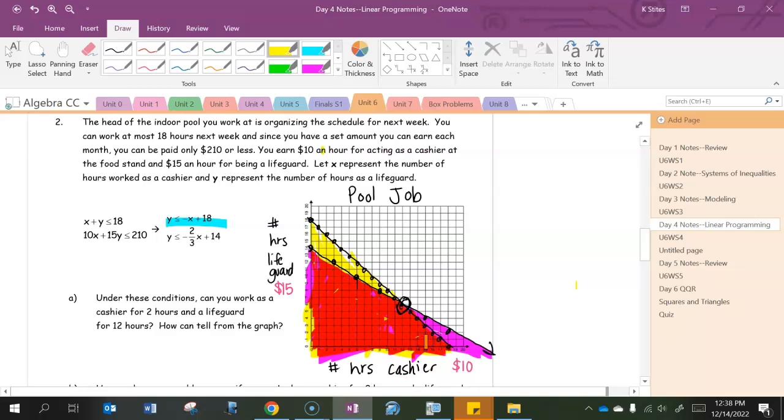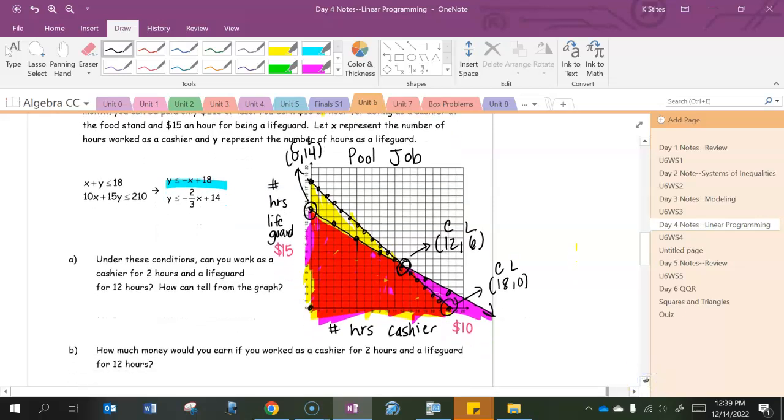Okay, so we have several different vertices. We have this one that we circled. That's where the lines hit. That's at the point 12, 6. And again, 12 is cashier and 6 is the lifeguard. We also have this vertex right here, this corner. That's going to be 18, 0. And again, this is cashier, this is lifeguard. And then we also have this corner up here. This is 0, 14, again, cashier, lifeguard. Technically, you have 0, 0 as well, but this means you didn't work any hours, and so we're just going to kind of ignore that.